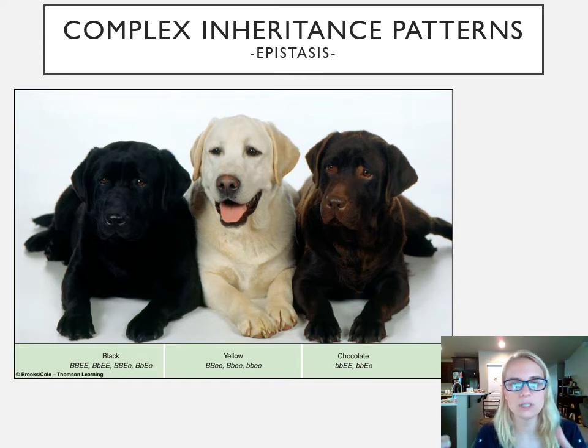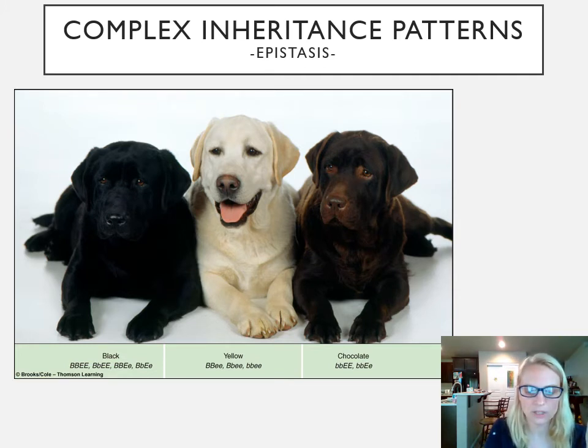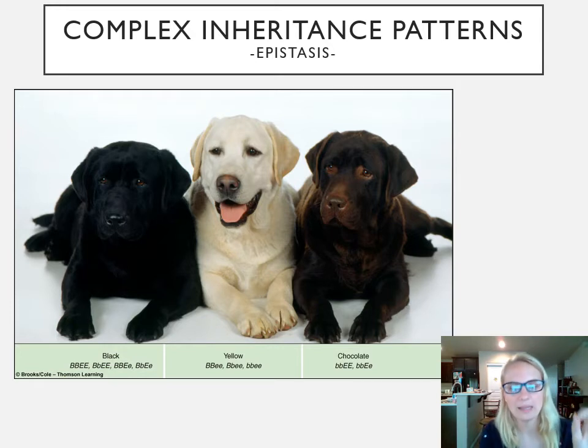So for one gene to be expressed, the other one has to be expressed in a certain way. So it's like a partnership. In this particular case, we have different types of labs: the black lab, the yellow lab, and the chocolate lab. We have two genes playing off of each other, so we'll try to highlight those. They're the B and the E.